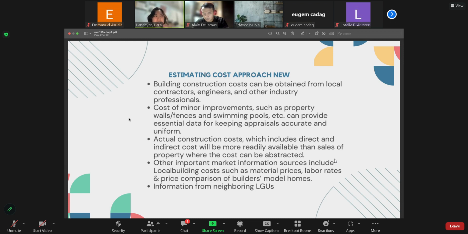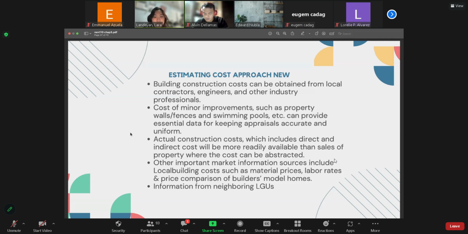Ana Maritan on her report said na building construction costs can be obtained from local contractors, engineers, and other industry professionals. The cost of minor improvements such as property walls, fences, and swimming pools can provide essential data for keeping appraisals accurate and uniform. Actual construction costs, which include direct and indirect costs, will be more readily available than sales of the property where the cost can be abstracted. So yung sinabing dito sa third bullet point, it says direct and indirect cost. That's yung RCN and COR that Ma'am Henny Landayan mentioned sa report niya.